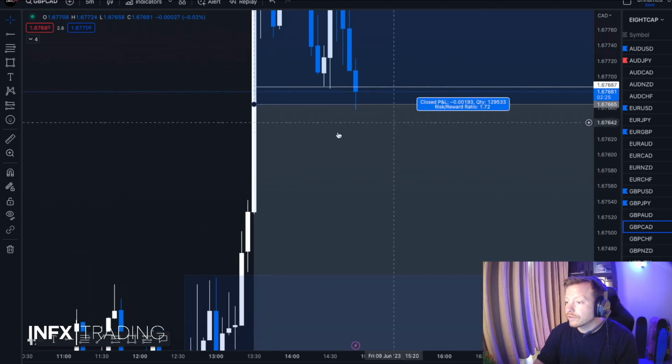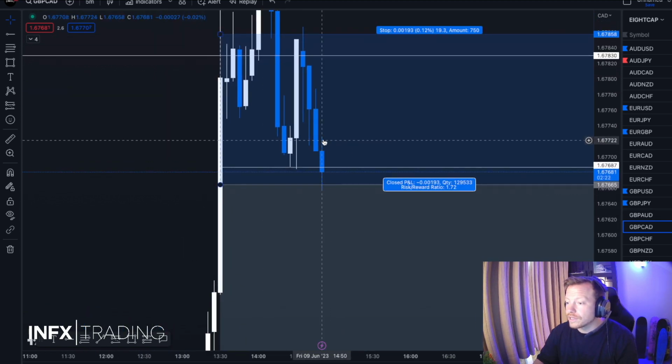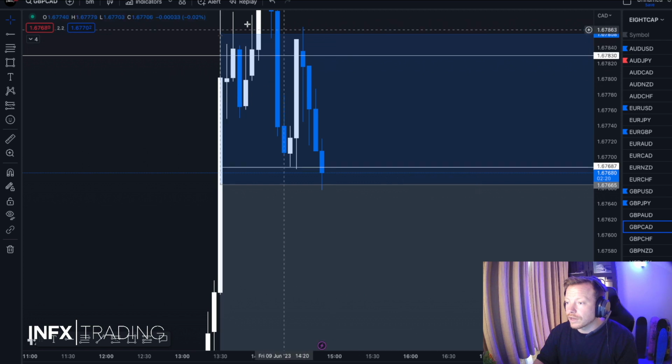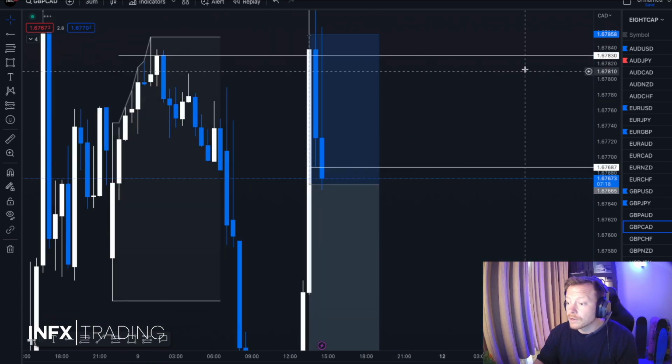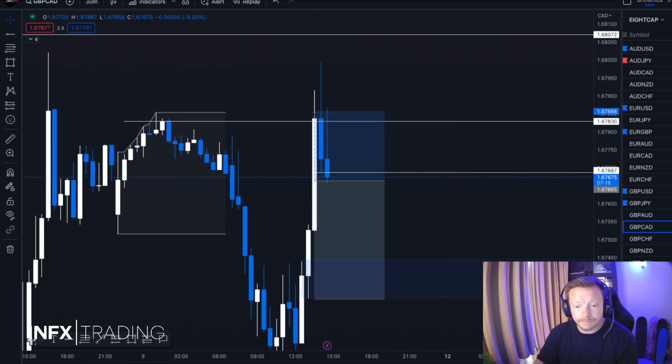Technically, we could put our stop loss above this high, but I'm not going to do that. I'm going to keep it where it is for now, and I'll manage it while I'm out, but I'll be back later with an update.